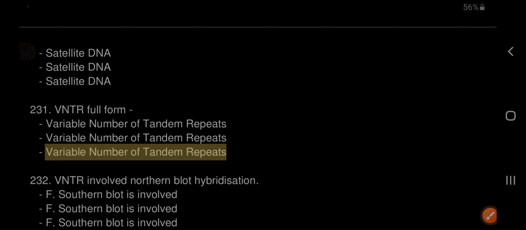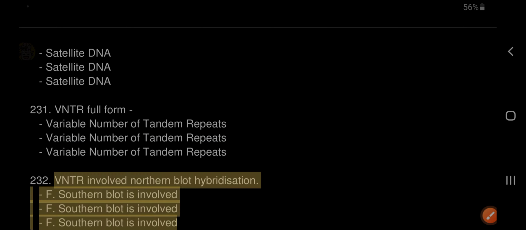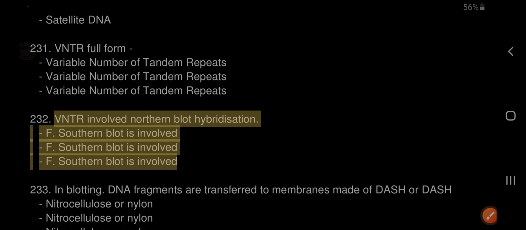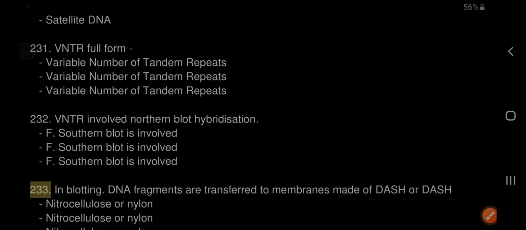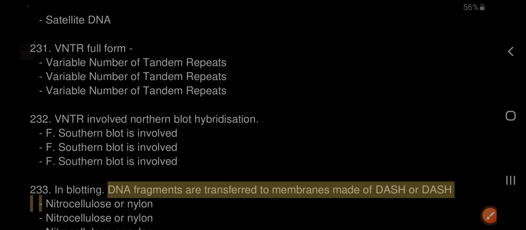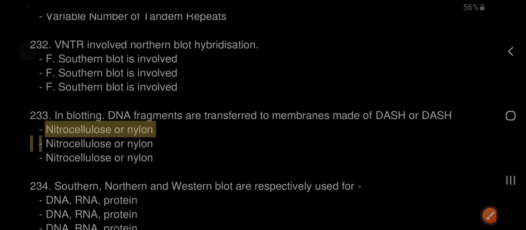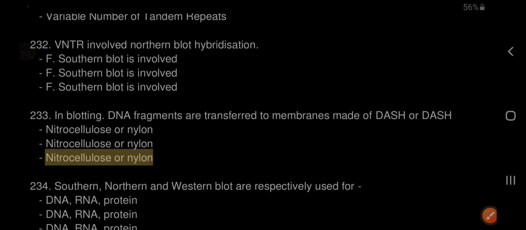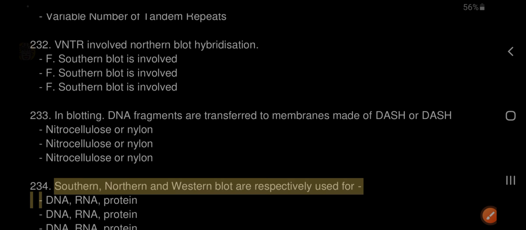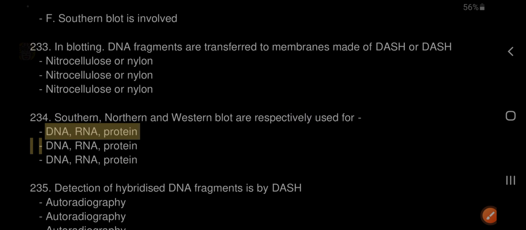232. VNTR involved northern blot hybridization. False. Southern blot is involved. 233. In blotting, DNA fragments are transferred to membranes made of dash or dash. Nitrocellulose or nylon. 234. Southern, northern and western blot are respectively used for DNA, RNA, protein.